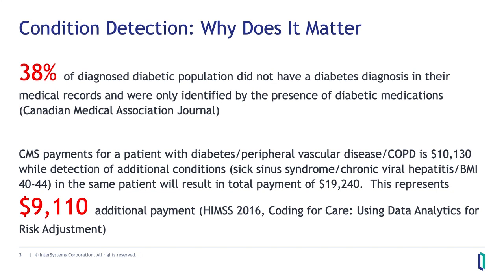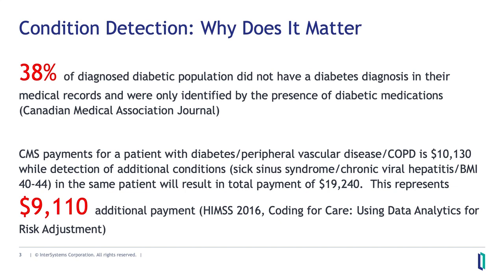According to some of the journals published about condition detection, condition meaning clinical diagnoses and medical conditions, even for diabetes, about 38% of the diagnosed diabetic population do not have a diagnosis in their medical records. Think about that, right? If you are creating rules and looking for patients with the diagnosis, you're not going to get all of them. What's also interesting is that, in this case, they are identifying them by looking at the diabetic medications. But still, it's a very big problem that many of the diagnoses are not in the medical records.